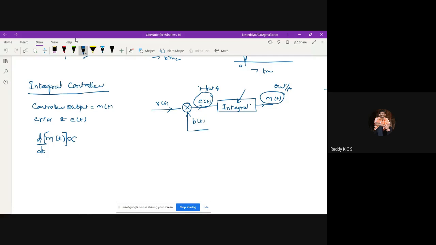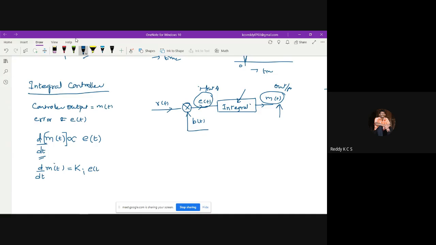So the output of the controller changes at a rate, with respect to time, proportional to the input of the controller, which is the error signal. So d by dt of m of t is proportional to e of t. If I remove the constant of proportionality, this can be written as d by dt of m of t equal to some constant, which we called the proportional gain constant in the case of the proportional controller. Now it is called the integral constant, or integral time constant.